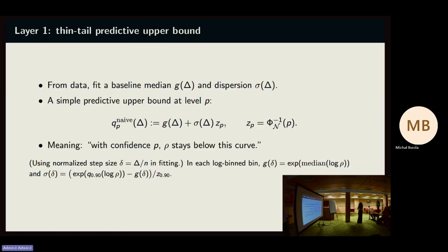So layer one is a simple predictive statistical layer. Here G of delta is the mean, and sigma of delta is the dispersion, and mainly that's it. It's a simple statistical layer. And with confidence P, we can say that the contraction ratio stays below this curve, yes or no. If it's above this curve, we're going to have something that is not going normally, or an overshoot.